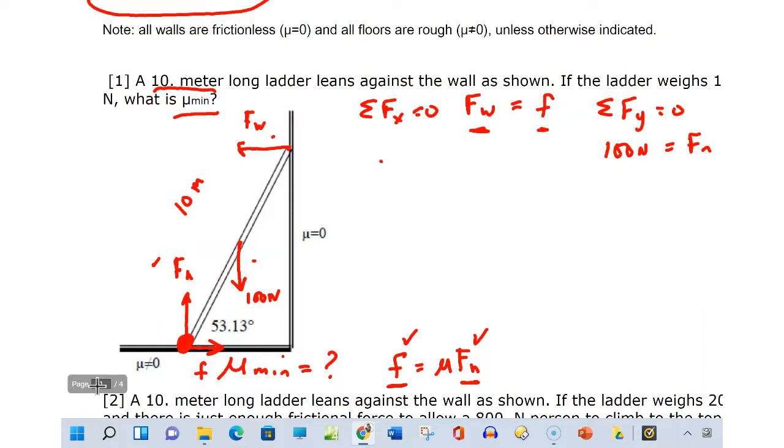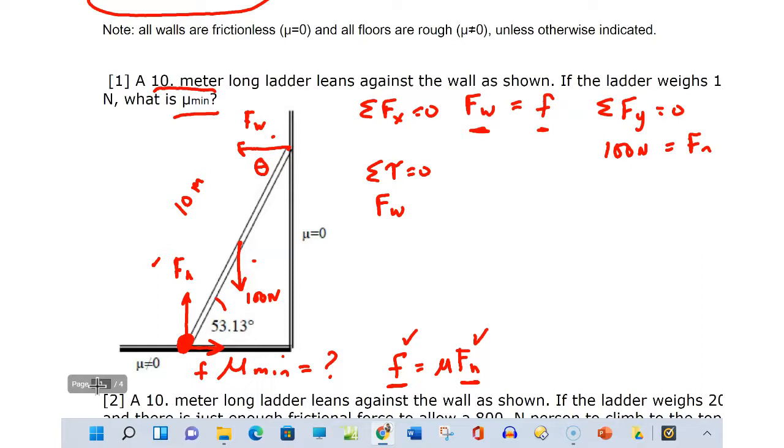So let's do the sum of the torques because they must equal zero. I have two torques, the weight force and the wall's torque. Those two torques equal zero. So F wall times sine of this angle here. Now that angle's got to be 53 degrees because you've got two parallel lines cut by a transversal. I'm just going to call it 53 instead of 53.13 if you don't mind.